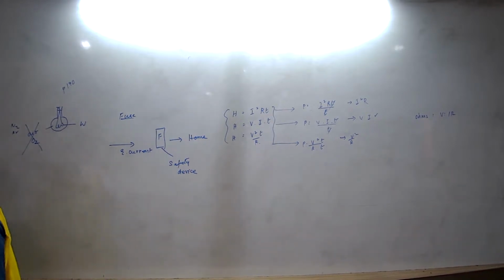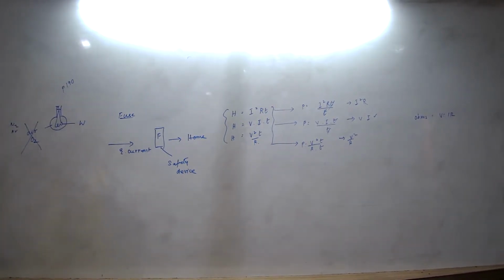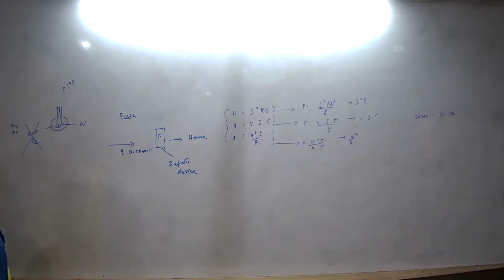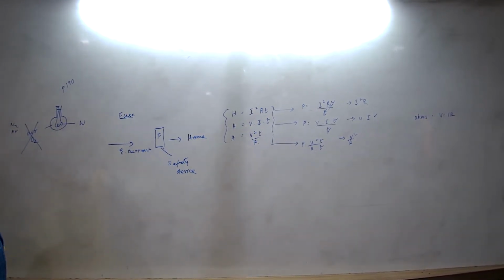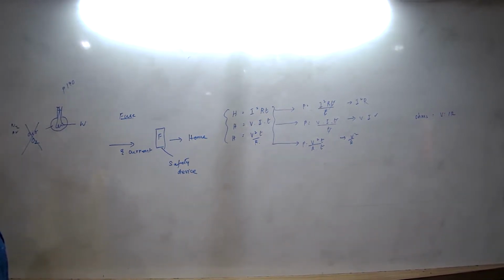It consists of a piece of wire which is made up of a metal or an alloy of appropriate melting point. Example, aluminium, copper, iron, lead, etc. If a current larger than the specified value flows, the temperature increases. So what is happening to this wire? Temperature is increasing, and because the melting point is low, obviously it begins to melt.